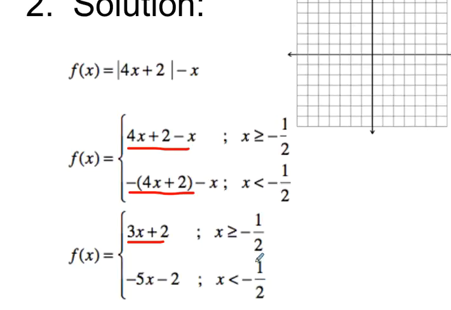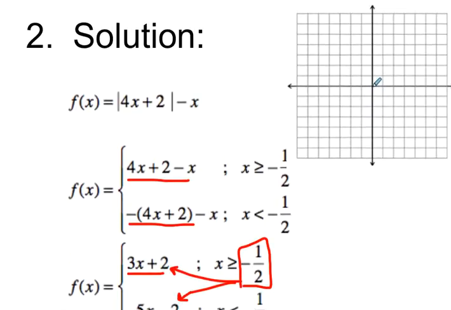Again, a great check. If you plug in negative 1/2 into both equations, you should get the exact same output, because that's the vertex of your parabola. So negative 3/2 plus 2 would be 0.5, right? And negative 5 times negative 1/2 is actually going to be positive 2.5. Minus 2 is another 0.5. So they meet in the same spot, 1/2. And that's basically the vertex. So you get negative 1/2, positive 1/2.